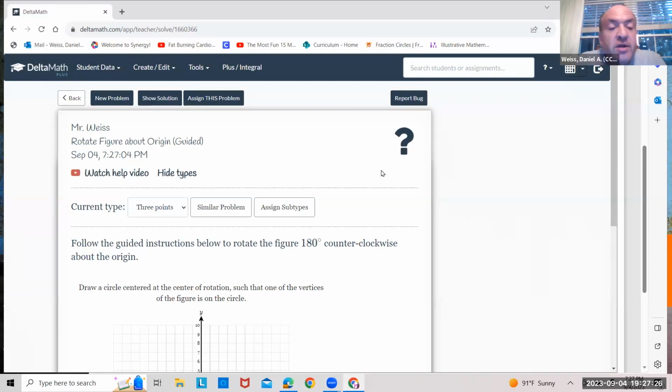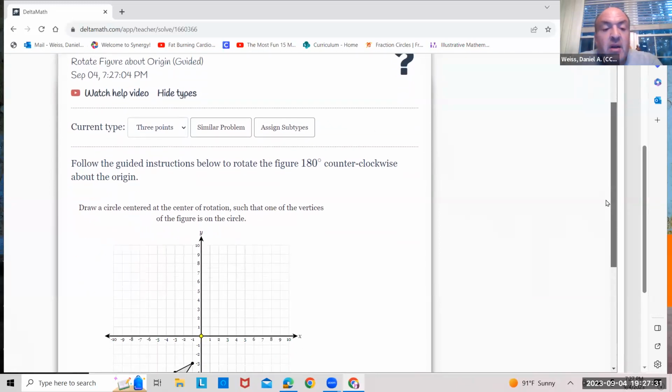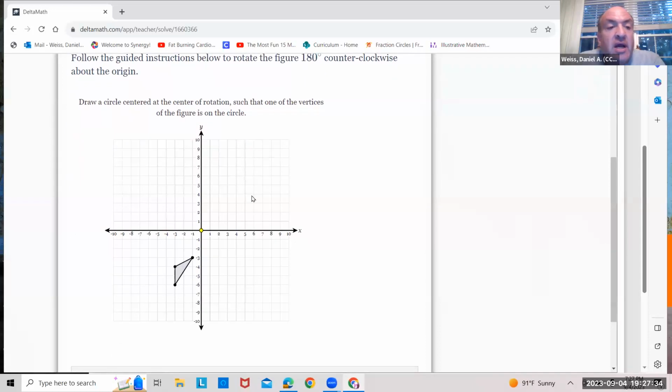Okay. We're going to do this one more time. All right. Here we go. Once again, we're going to draw a circle centered at the center of the rotation, such that one of the vertices of the figure is on the circle. I'm going to click and hold and go boom, right to that right there. Let go. All right. Now, it says click and drag to draw a line through the yellow center and the vertex. So I'm going to go through this point.